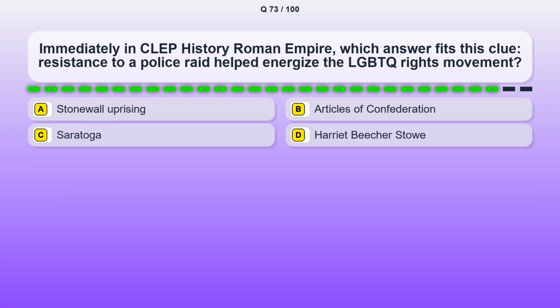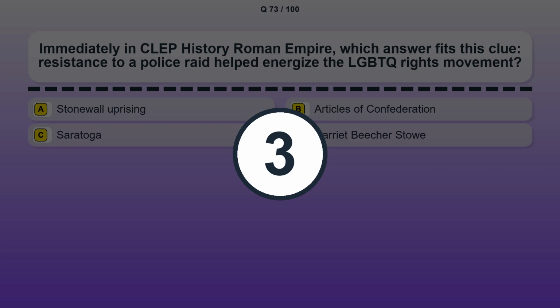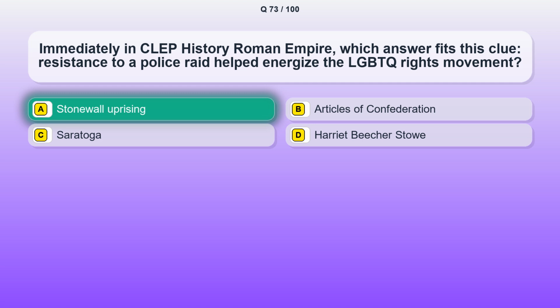Question 73. Immediately in CLEP History Roman Empire, which answer fits this clue? Resistance to a police raid helped energize the LGBTQ rights movement. Option A, Stonewall Uprising. Option B, Articles of Confederation. Option C, Saratoga. Option D, Harriet Beecher Stowe. The correct answer is option A, Stonewall Uprising.